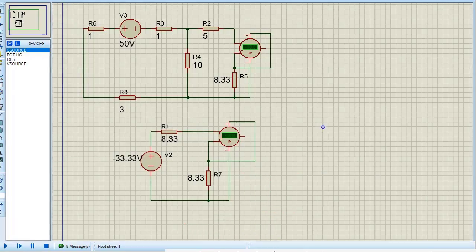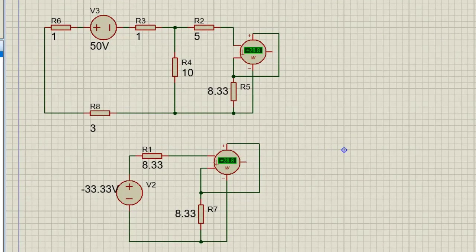Now running the simulation. Say in the main circuit the power is 33.3 watt, in the equivalent circuit also the power is 33.3 watt, and it is also the same as my calculated power.